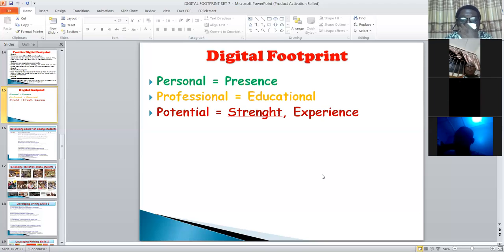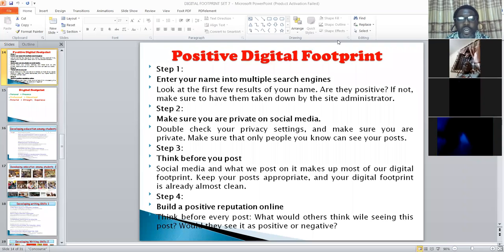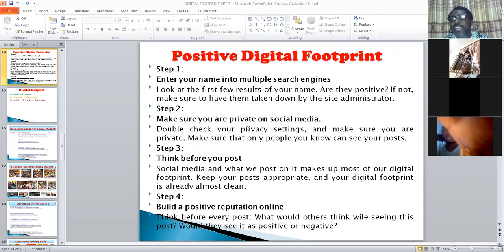Can you go back to the previous page, sir? Yes, I can. You mean this one? Okay. I said enter your name, positive digital footprint. Is it what you are talking about, sir? Am I right? I'm trying to control the time because I don't want to keep you here unnecessarily. By 8:30, everybody should be out of this place. So enter your name, okay? Let me see your response to be sure. Okay, good. Now, this is it. I'm going to give this slide to you, don't worry.